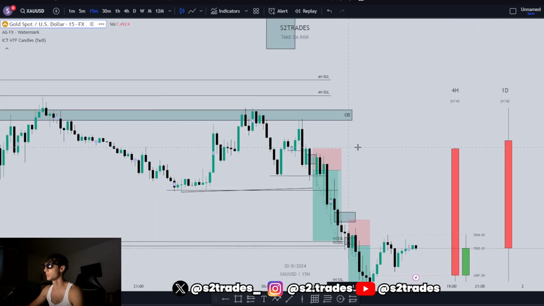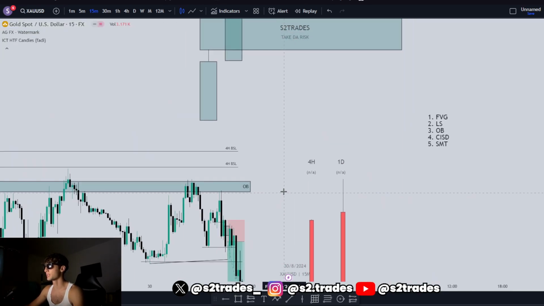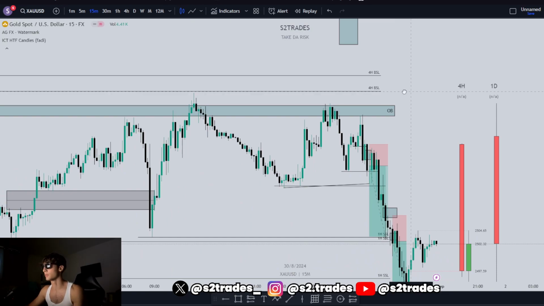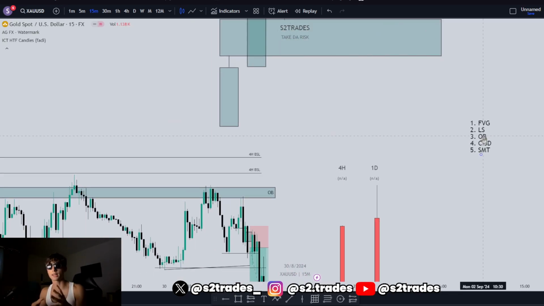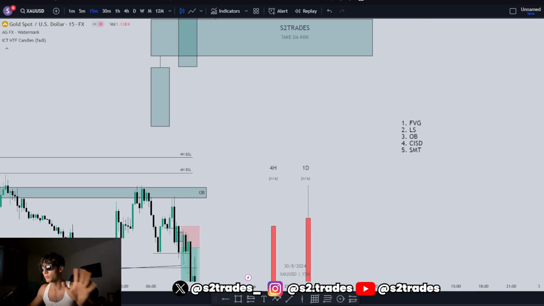Yeah, so those are liquidity sweeps, and that's how you find it, using change in state of delivery and fair value gaps. So you see how they're all adding up. The more you add up these confluences, these 5 simple confluences, the stronger your trade will be.